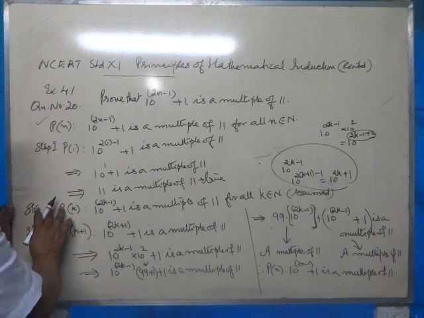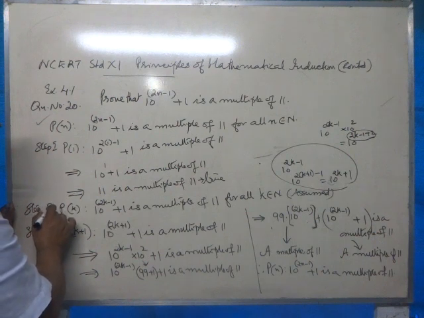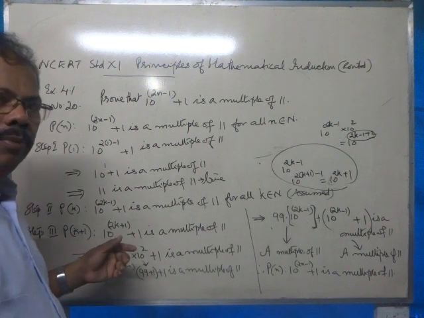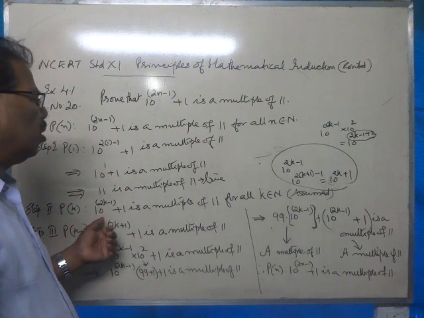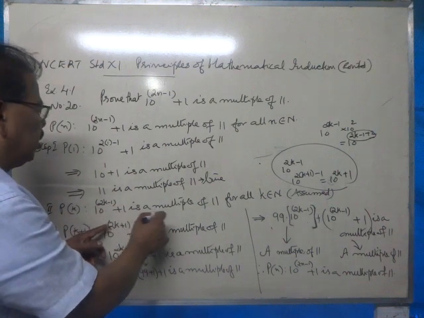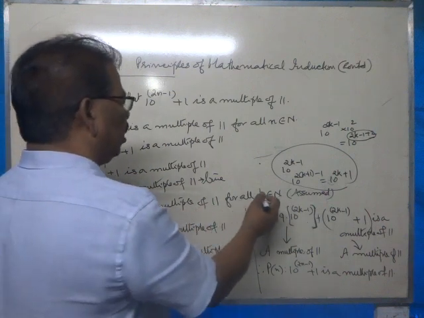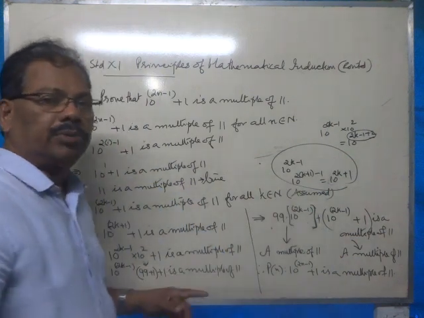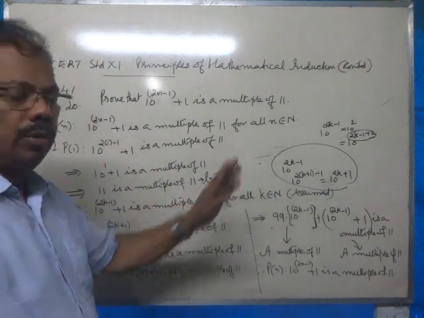Then we shall assume the statement to be true for n equals k. K is a natural number, and we will assume it: 10 raised to 2k minus 1 plus 1 is a multiple of 11 for all k belongs to natural numbers. We have assumed it so.